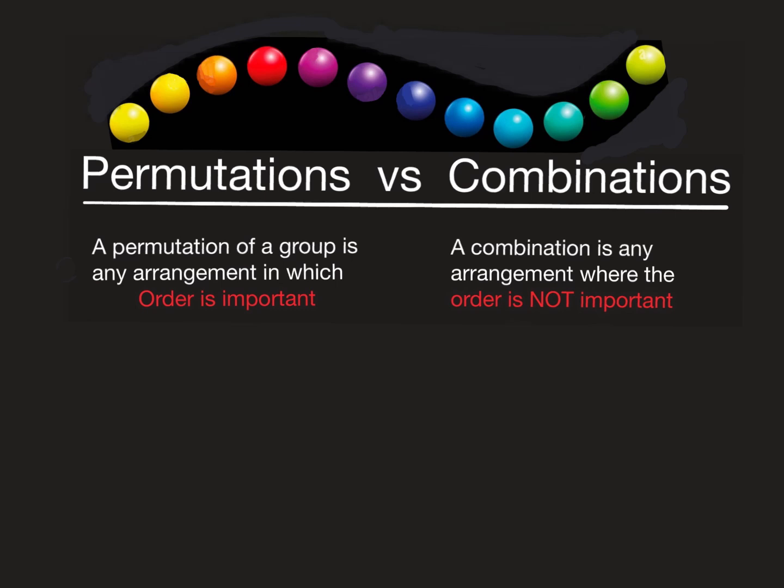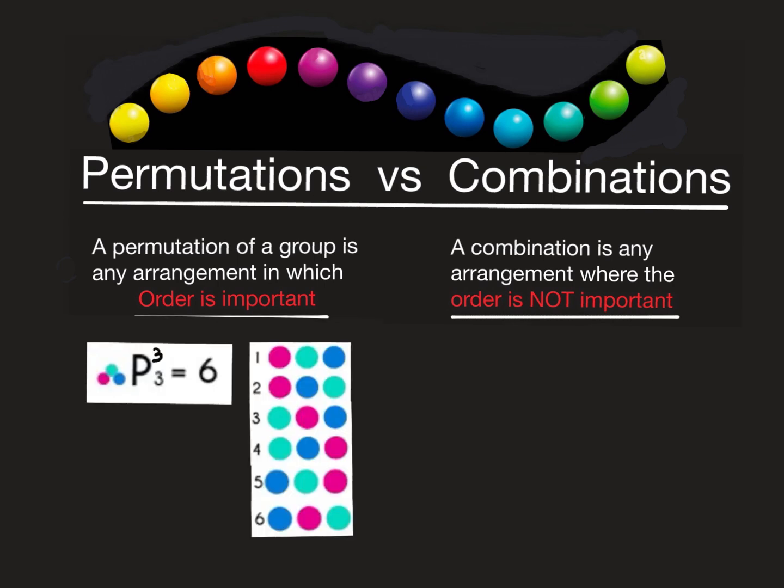I introduced permutations versus combinations in my last video, and we found that a permutation is a group of any arrangement in which order is important, whereas a combination is any arrangement where the order is not important. That's a big difference. And I started off by showing you how a group of 3 objects could be arranged to fill 3 positions in which order is very important.